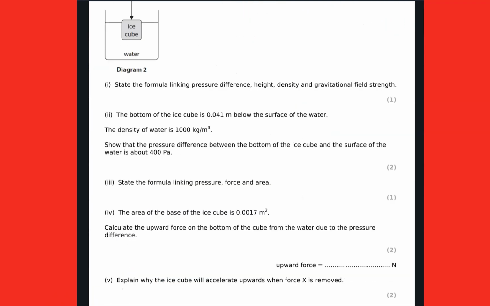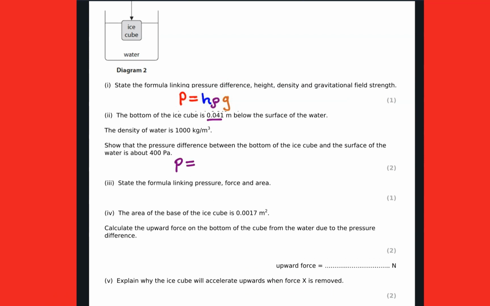State the formula linking pressure difference, height, density, and gravitational field strength is a question that you also expect to have. So you need to know that it's h rho g like that. Moving to the next part here, we are supposed to work out the pressure, and then our answer is going to be 410 pascals, which is approximately 400 pascals.